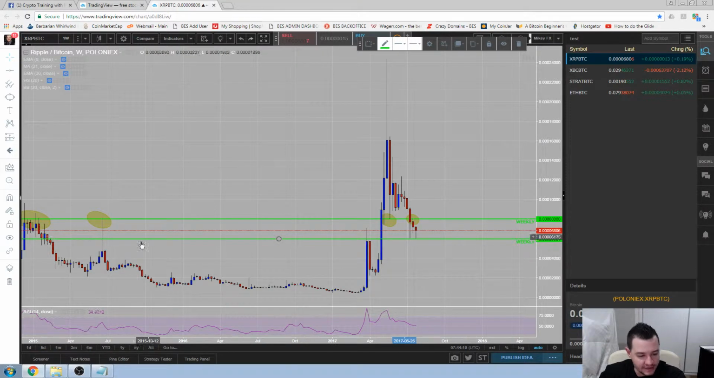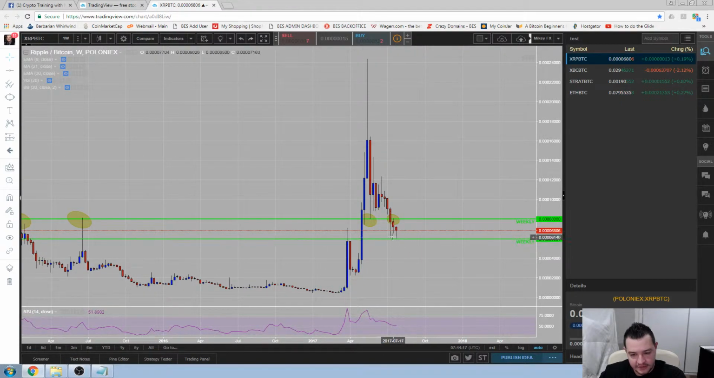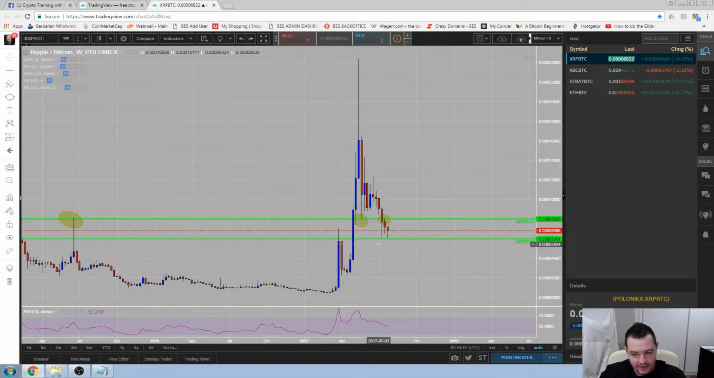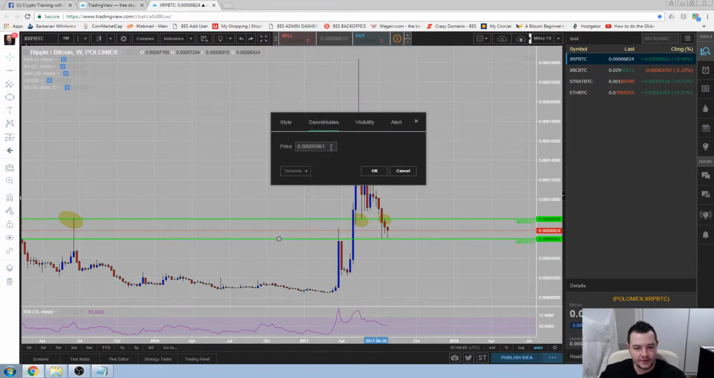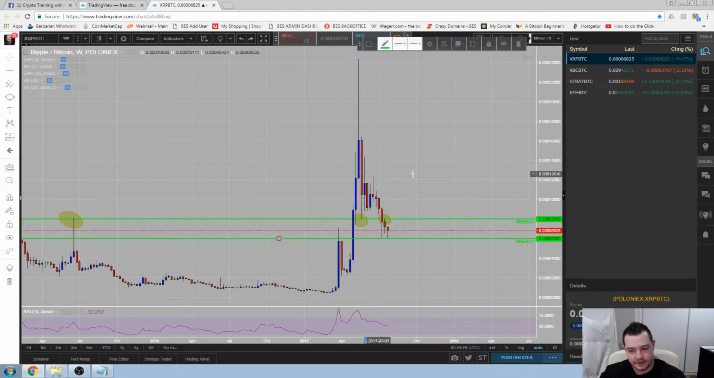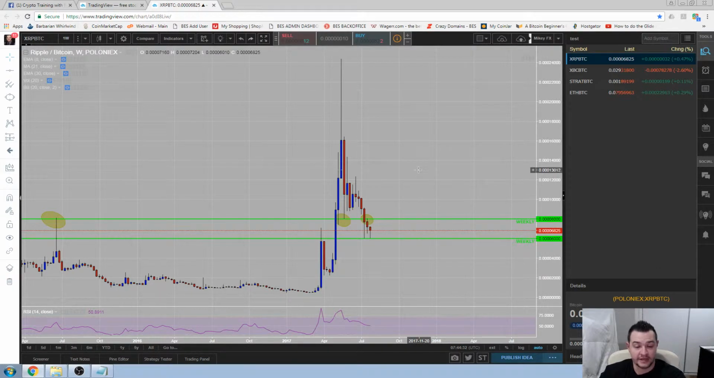Okay, we can see touches of this line, you know, at this point here. We can see touches of this line at this point here. So this indicates, you know, a support level at this level. Okay, so again, we right click, we go format, change this to 6,000. Okay, so that's another weekly support level.